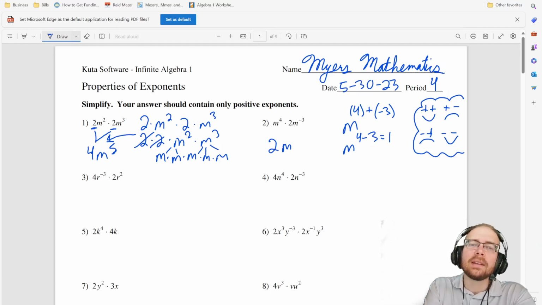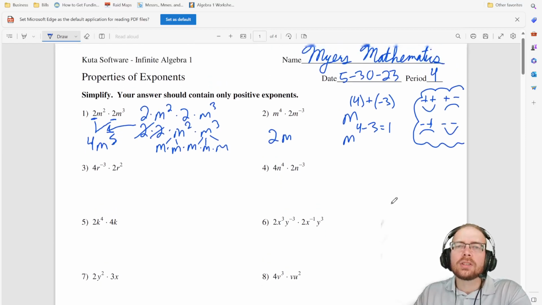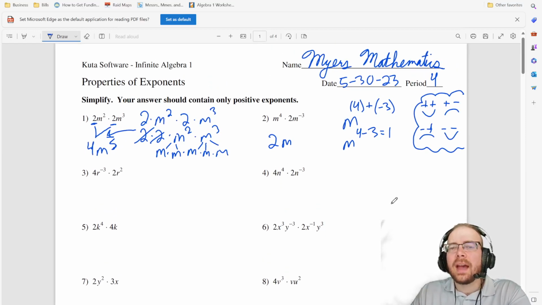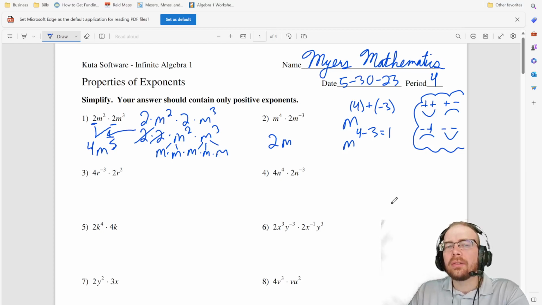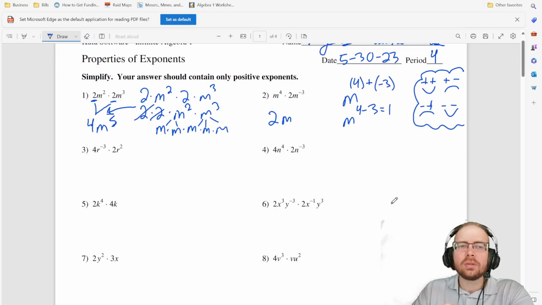But that would be the final answer for that one. So 2m, and then for number 1, it was 4m to the 5th power. Oh, and by the way, I'm only going to do half of the worksheet, but when I do the next half, I'll tie the 2 together, and then you'll be able to go from one to the next, because I don't want the videos to be too long.